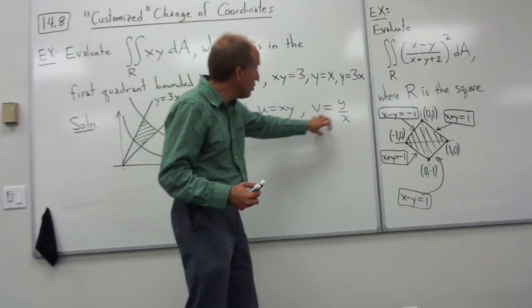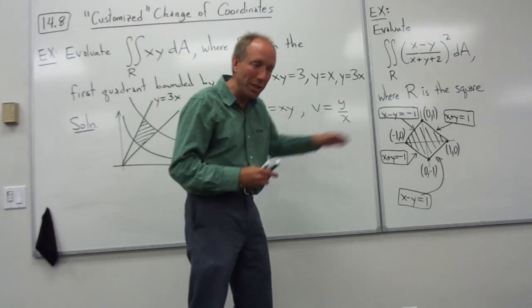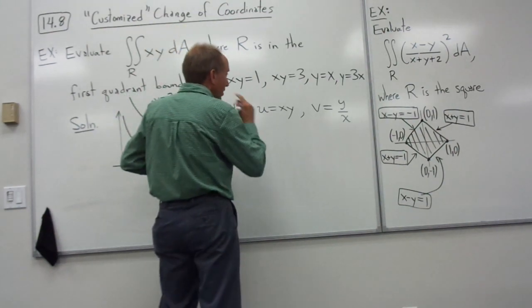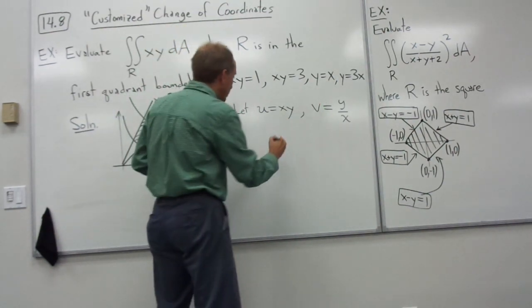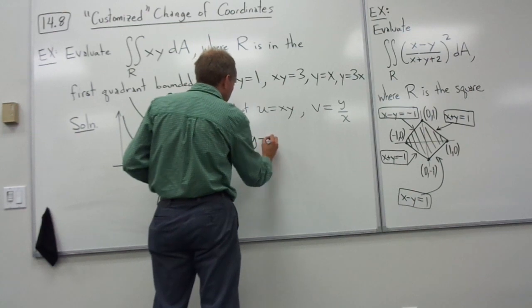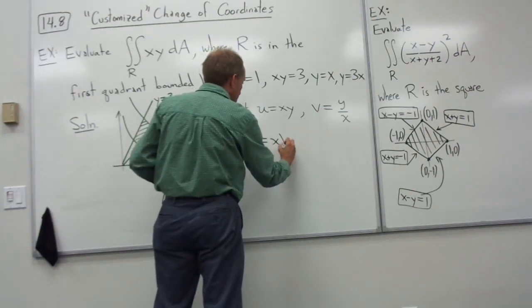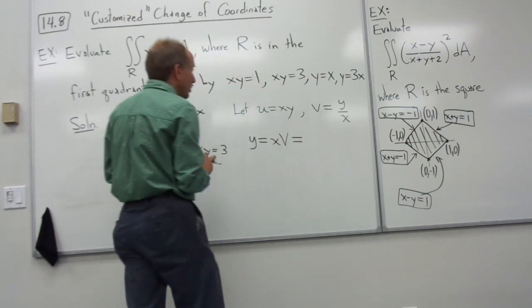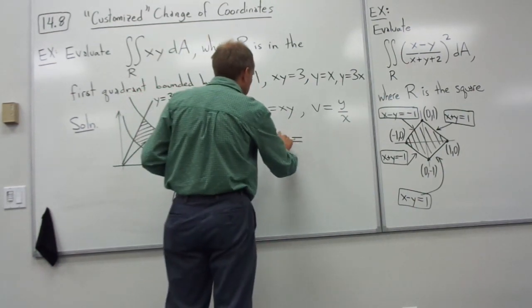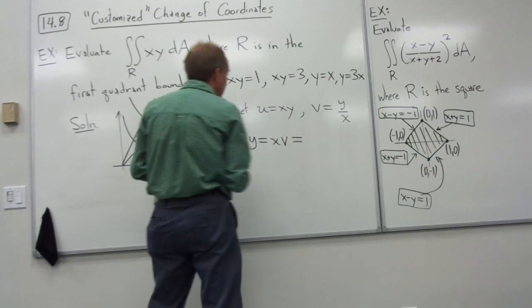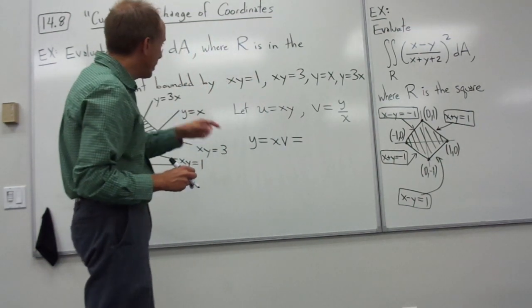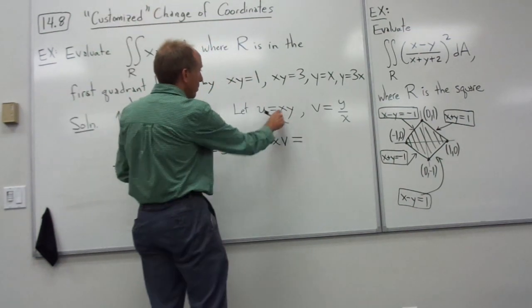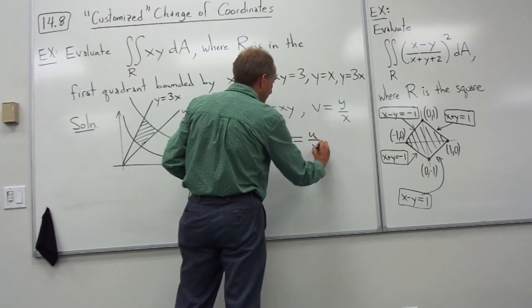So here I've written the new variables in terms of the old ones. I need to go the other way around. So this is just a little system of equations we have to solve. So for example, I could take y, which is xv, right? And then what I could do here is take the x right here and replace that with u over y.